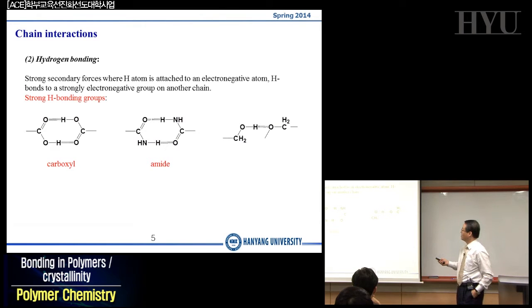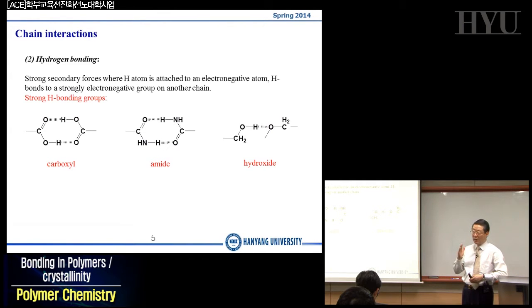And another example is hydroxyl cases. If you have an OH group, such as the case of polyvinyl alcohol, and another ether group, it will form hydrogen bonding as well. But in this case, you have one hydrogen bonding, whereas this is a two hydrogen bonding and so on. So polycarboxylic acid or polyamide will have hydrogen bonding, and this hydrogen bonding can be detected by infrared spectroscopy.